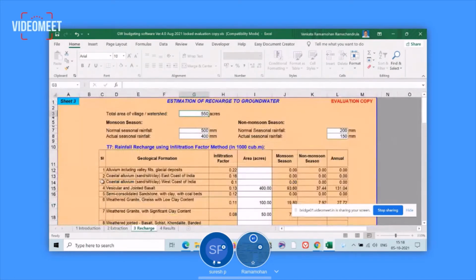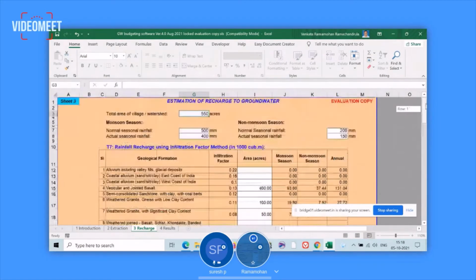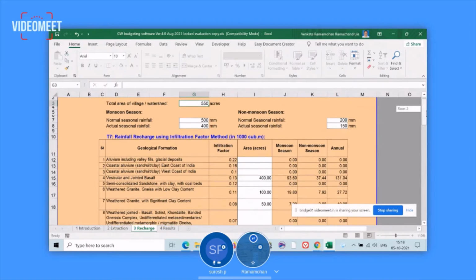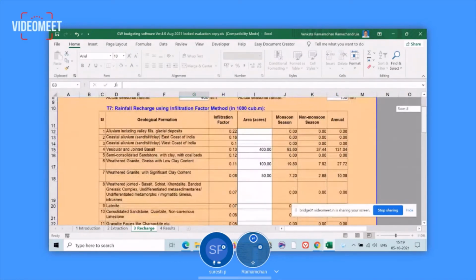Then, when we go to sheet number three, sheet number three is entirely about recharge, the various components of the recharge. It begins with the total area of the watershed, village, or the unit under study. This data is compulsory. You have to enter it. Without this area, and without the normal rainfall and actual rainfall below, the further calculations cannot be done because it is linked to many other calculations. So this data has to be filled, and then there are different tables.